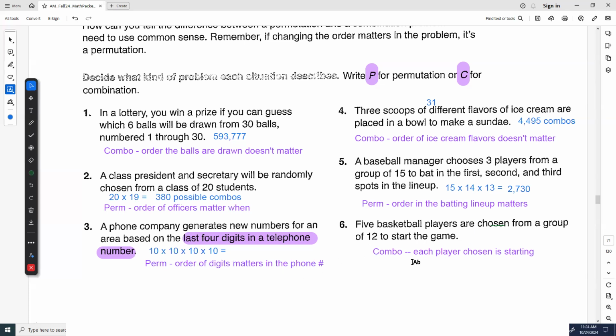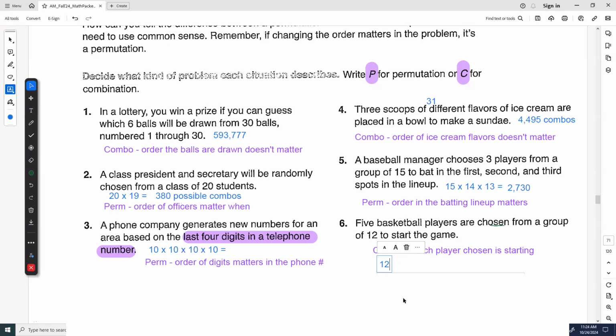And then here, since we have a combination, we would do 12 times 9 times 8.